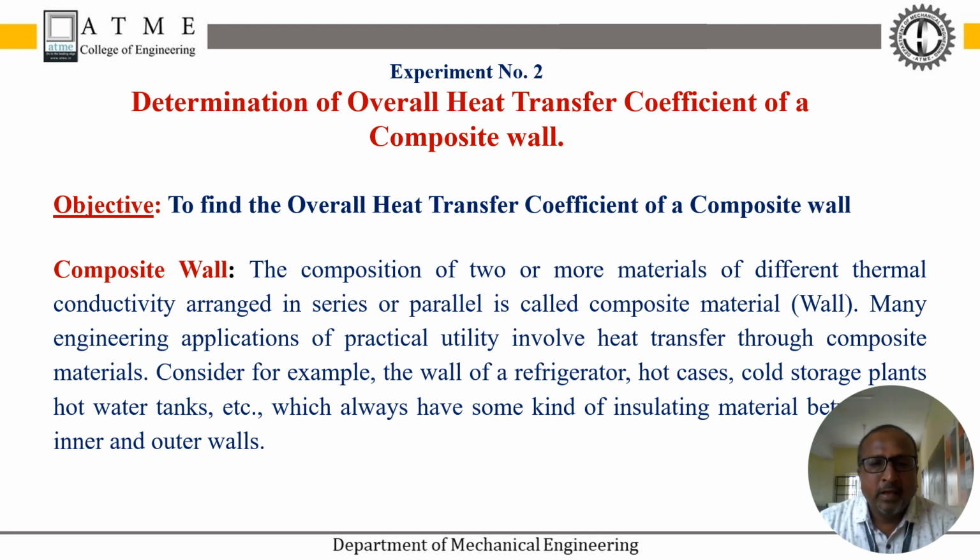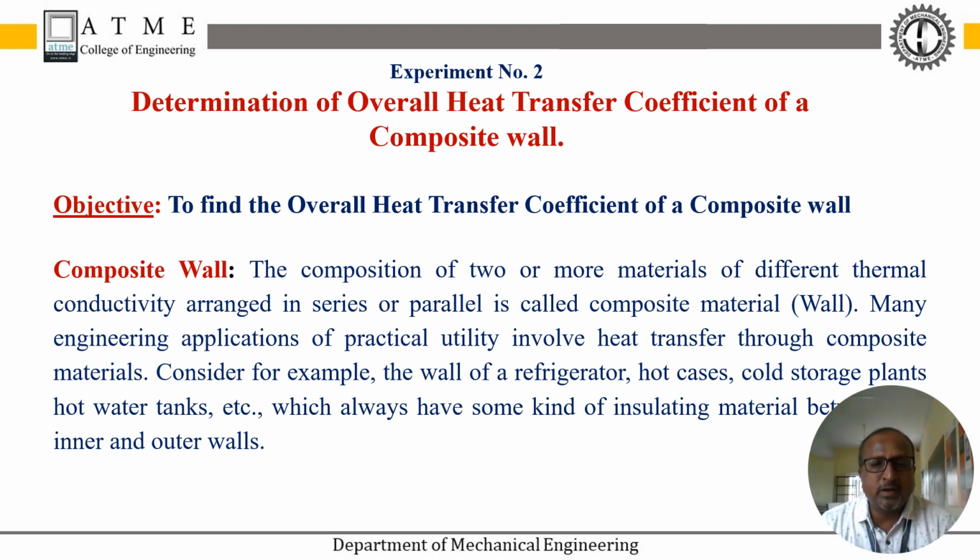Applications you can see in the wall of a refrigerator: outside there will be a metal sheet, and inside another fiber sheet. In between, thermocol or other heat resistant materials are put. Also hot cases, the thermal flask body, and even your water tank have different layers, with different materials at the outside, middle and inside. The wall of your room is also a composite wall because it contains the cement layer, the brick part and the paint part, all different materials having different thermal conductivities.